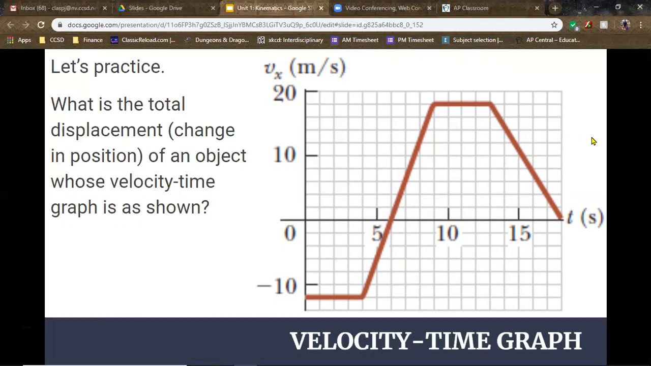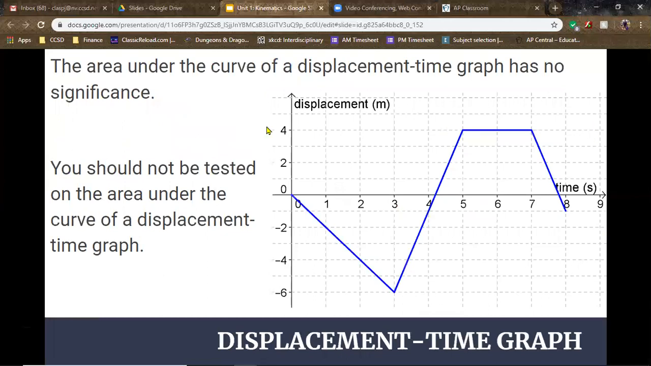And you might not know that. That's okay. You just have to look at the problem, see what the information gives you, and what the problem is asking you to do. All right. On a displacement time graph, the area under the curve has no significance. I will be very shocked and upset if they tested you on that, because they shouldn't. It doesn't really have any significance for us.